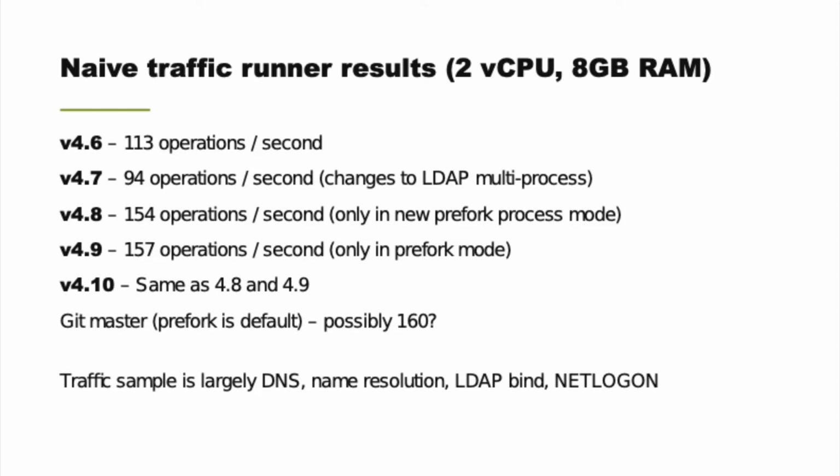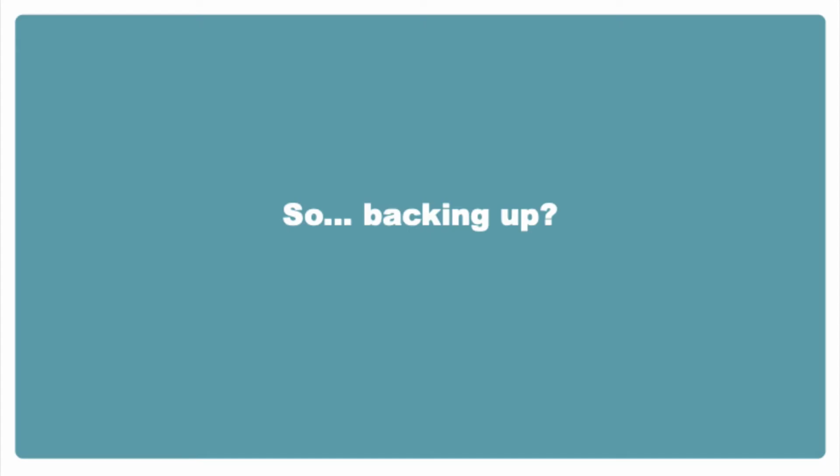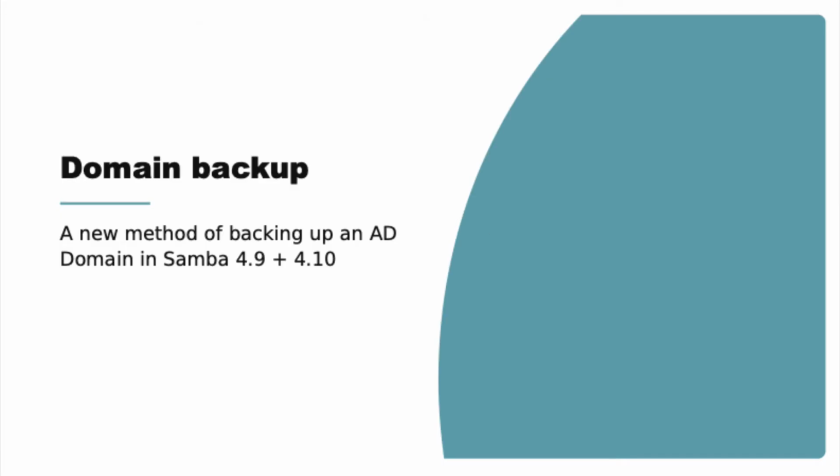The traffic sample was largely DNS, name resolution, LDAP bind, and netlogon. And so what's this backup about? How does this fit into our story? Over the last year, we implemented domain backup, a new method of backing up an AD domain in Samba 4.9 and 4.10.